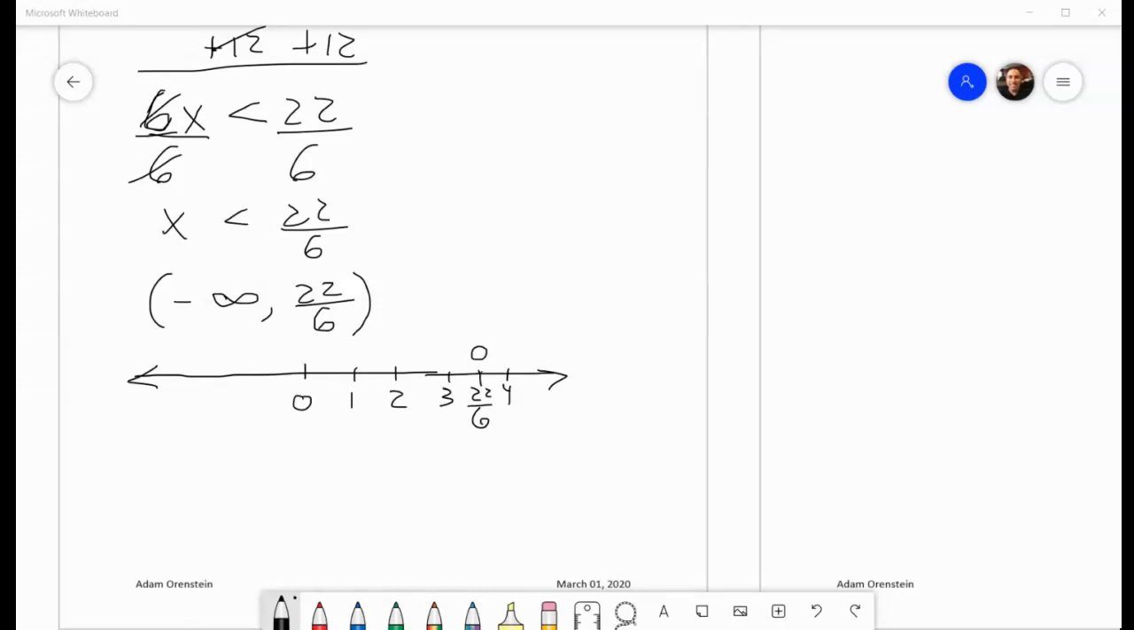Okay, good. So what happens next? Well, we're going to draw an arrow pointing to the left. Again, that just means you take all numbers less than 22 over 6. The open circle indicates that we don't include 22 over 6 because we have strict inequality. Okay, that's for the first example. Are there any questions on that?